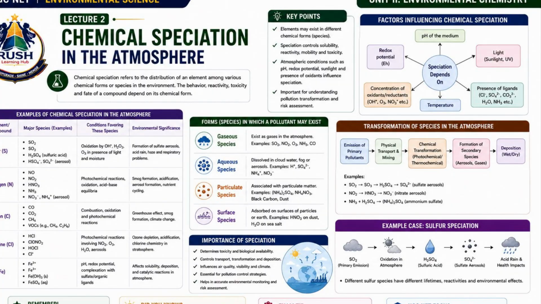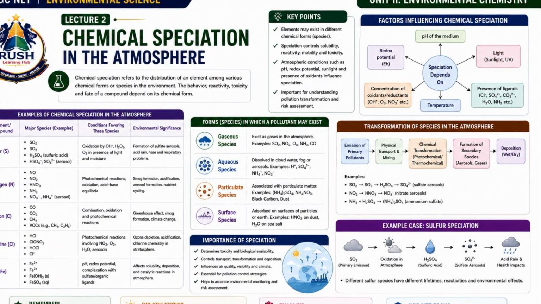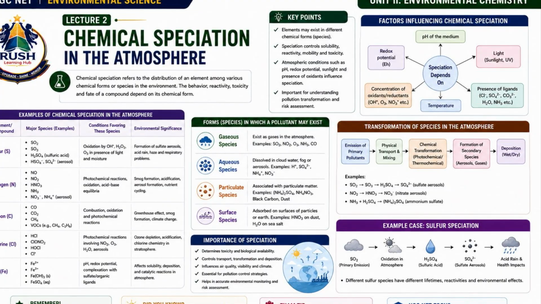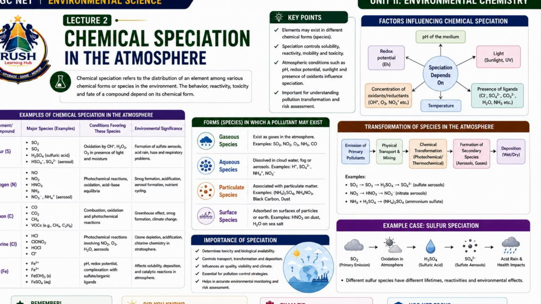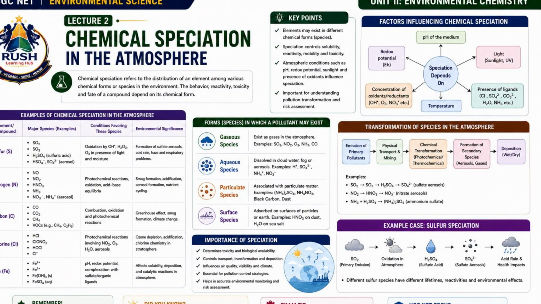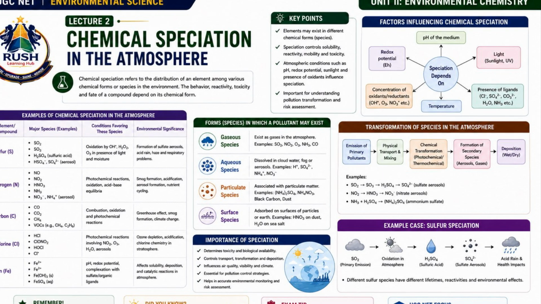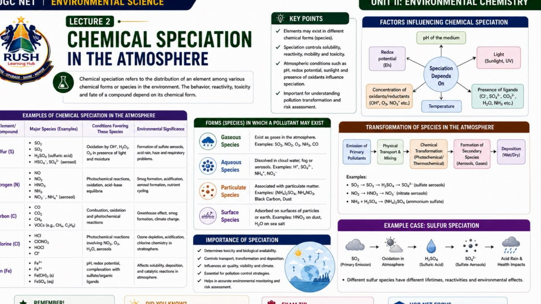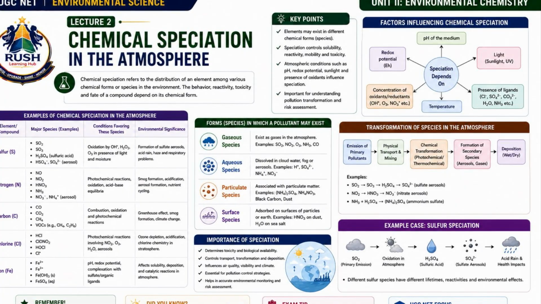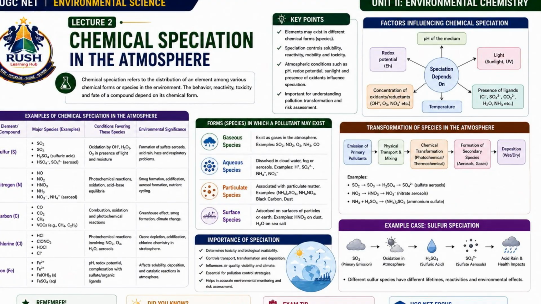Let's now discuss the factors that influence chemical speciation. The first factor is pH. The acidity or alkalinity of the environment strongly affects the chemical form of many elements. Changes in pH can alter solubility, mobility, and toxicity. The second factor is redox potential, also known as oxidation reduction potential. Redox conditions determine whether elements exist in oxidized or reduced forms. For example, iron may exist as ferrous iron or ferric iron depending on redox conditions.